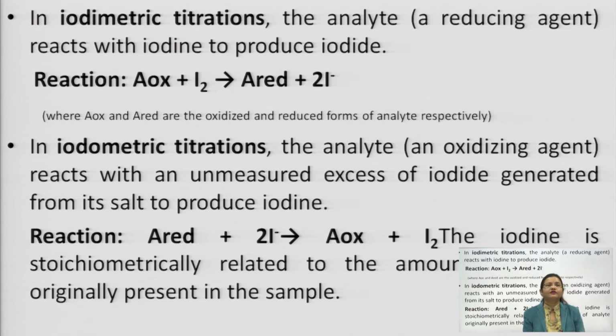In iodometric titration, the analyte is a reducing agent which reacts with the iodine to produce iodide, as we can see very well in the reaction. We can see in the reaction, the analyte reacts with the iodine and gets reduced.